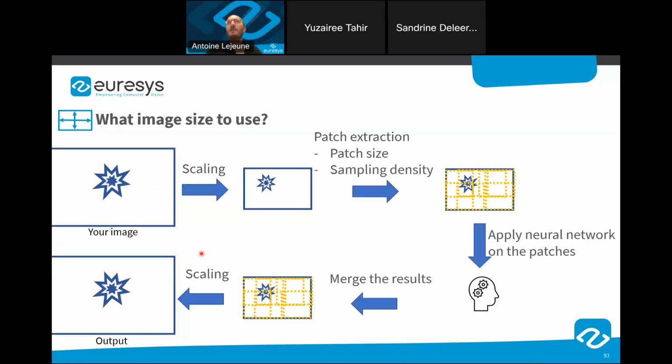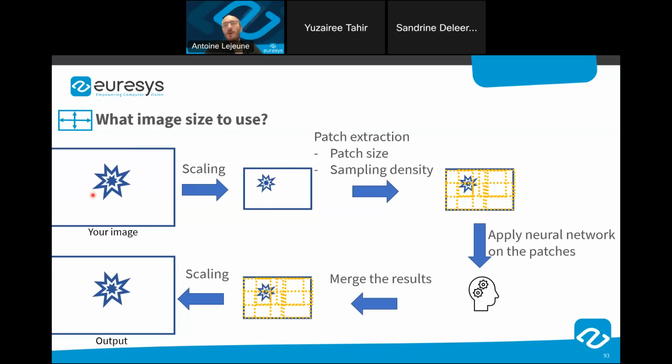So we can also look at this flowchart, which shows how your image is transformed for EasySegment. You have your original image, then the scaling parameter will be used to perform downscaling. Then the patch size and the sampling density parameters will be used to extract patches, sub-images, from the scaled down image. Then we apply the neural network on all these patches. We merge the results, and we scale back to give you an output the same size as your image. So this is how it is performed internally by EasySegment.